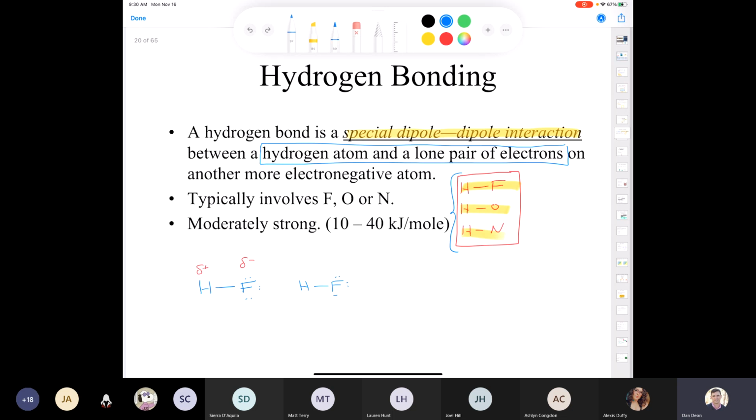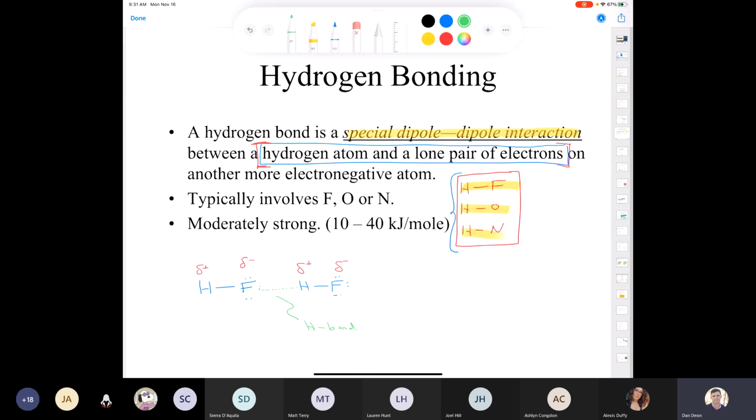If I draw a second molecule of HF, and I'll try to be color consistent here, the way that we draw the hydrogen bond is like this. Since we have a delta plus here and a delta minus here, it tells us that it's between a hydrogen atom and a lone pair. So we draw the hydrogen bond as a dashed line between the hydrogen atom and the lone pair, like that. Okay, that's how we represent the hydrogen bond. Again, which is just a special type of dipole-dipole.